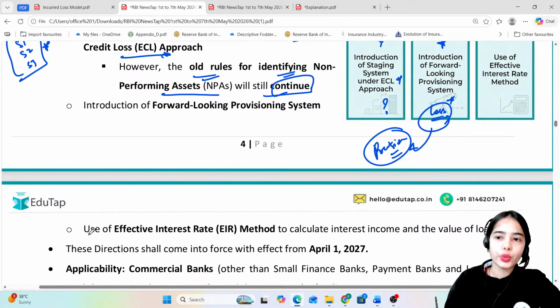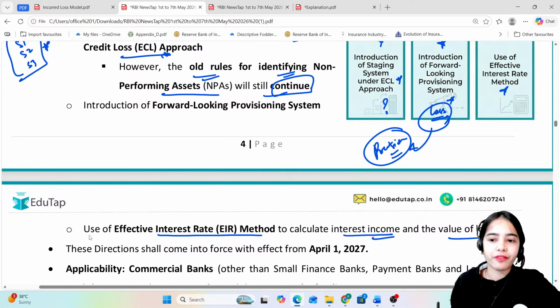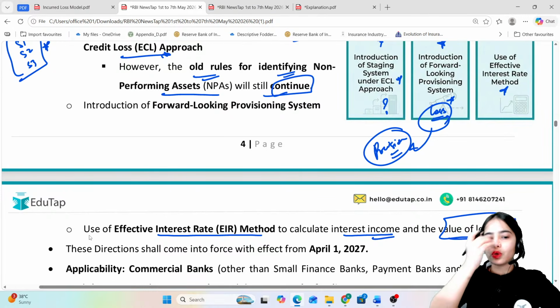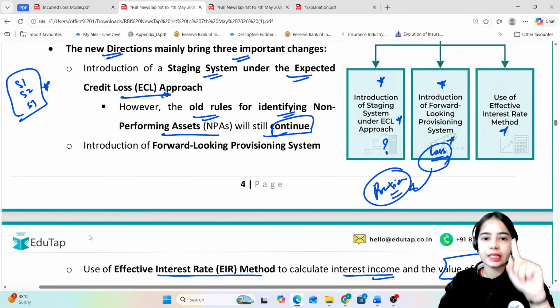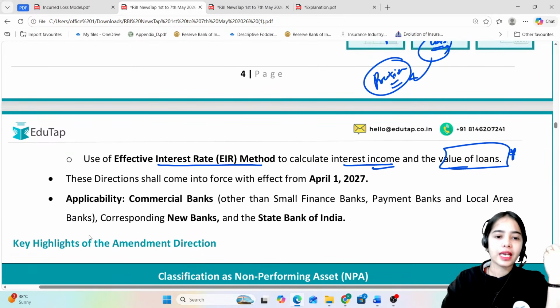Also there is the use of the effective interest rate method to calculate interest income and the value of loans. Okay, so how this effective interest rate will be used, that we will discuss. But these are the three main changes that we have to discuss. The staging system under the expected credit loss approach, the introduction of forward looking provisioning system, and use of effective interest rate method. These directions shall come into force with effect from April 1, 2027.